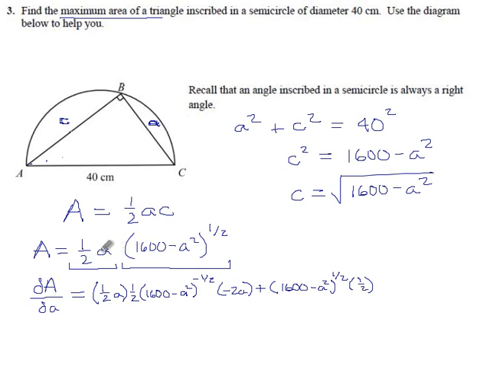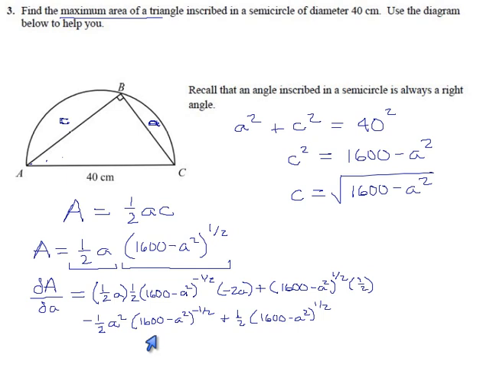Can we clean that up? Can we factor it? Well, let's collect terms at least before we go on here. We have 1/2 times 1/2 times minus 2, which comes out to minus 1/2, times another a is a squared, and then we have (1600 minus a squared) to the minus 1/2, yuck. And for this next term it's much simpler: 1/2 times (1600 minus a squared) to the positive 1/2.